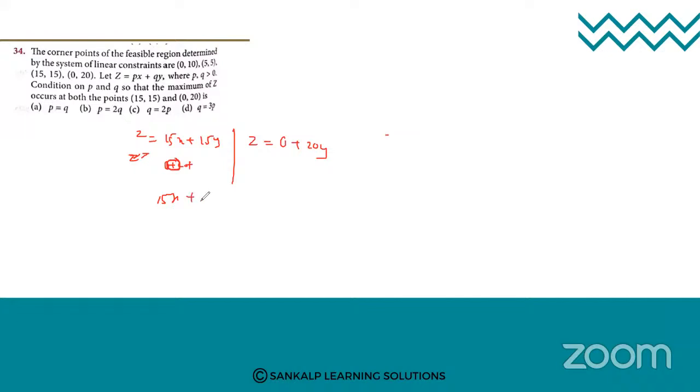15p plus 15q is equal to 20q, or 5q will be equal to 15p, or on simplifying we get q equal to 3p. So q equal to 3p will be the right option. So option D will be the right answer. Okay, next.